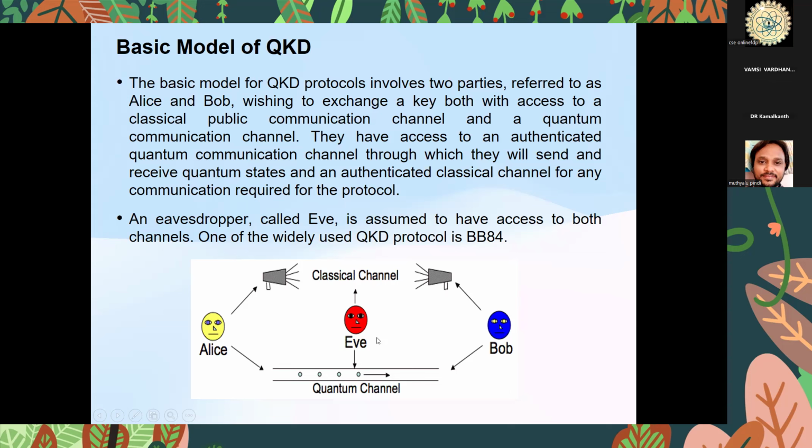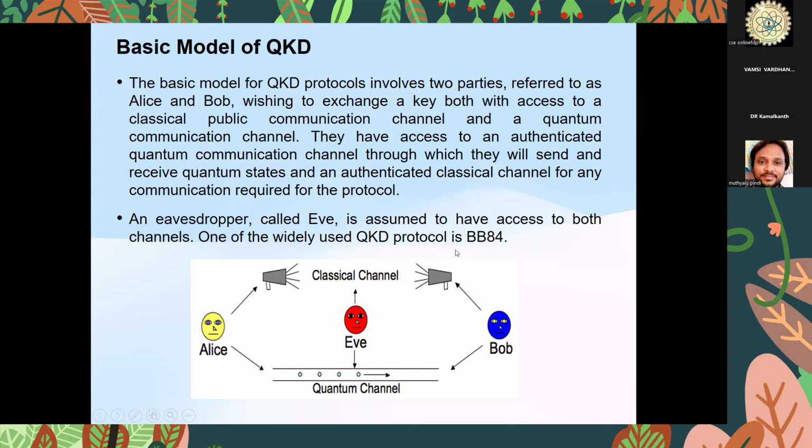They can communicate the qubits using the quantum channel, and for normal discussion they can use the classical channel. The basic model of the quantum key distribution protocol involves two parties, Alice and Bob, wishing to exchange a key. Both of them can access the classical channel and the quantum channel, and Eve can also access both. The quantum channel is used to transfer photons or qubits, and the classical channel is used for any communication required for the protocol.